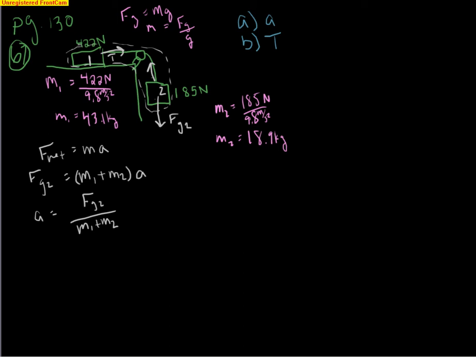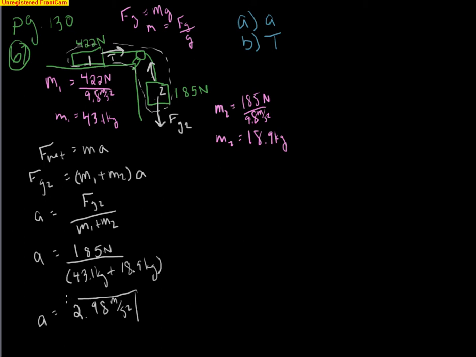So now A equals Fg2, which is our weight, so that's our 185 newtons, divided by mass 1, 43.1 kilograms, plus mass 2, 18.9 kilograms. So working that out, you get acceleration equals 2.98 meters per second squared. So that answers part A.